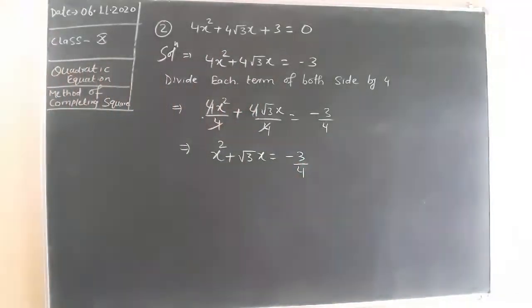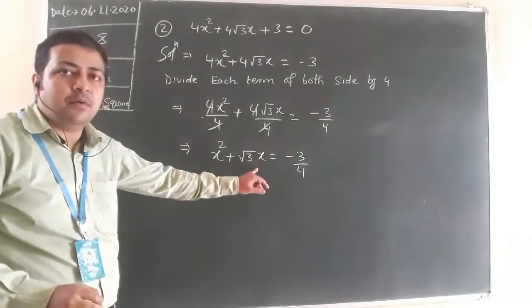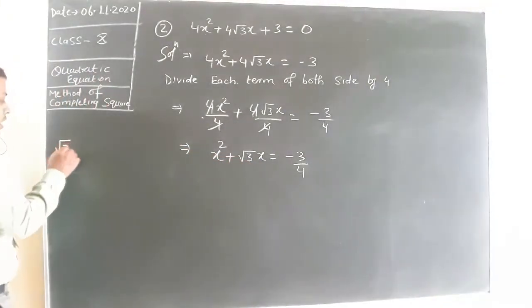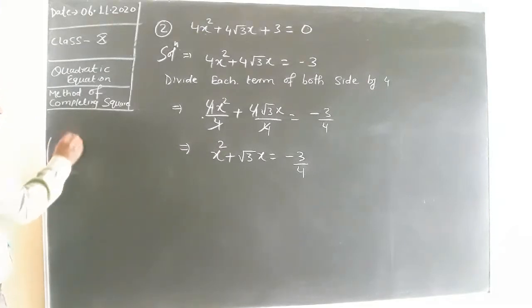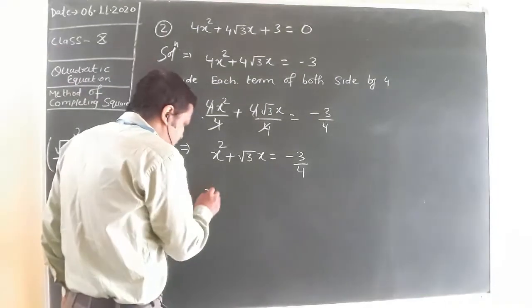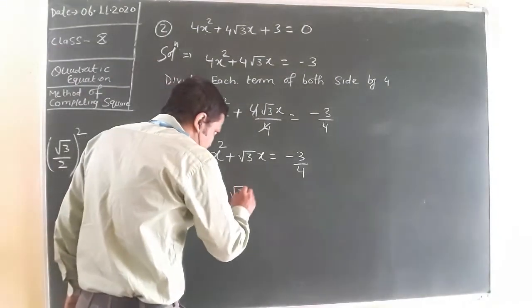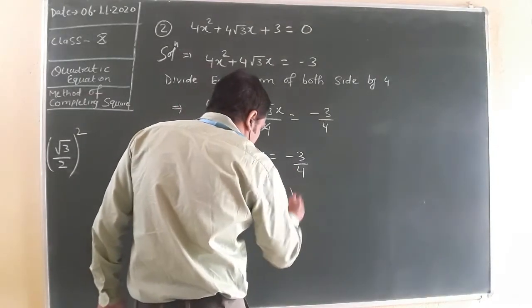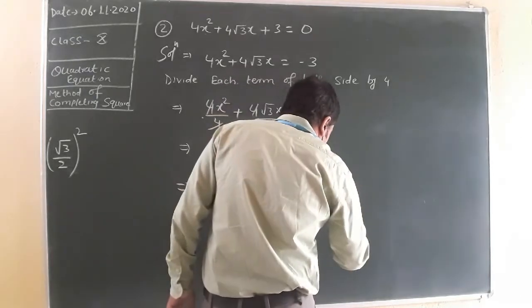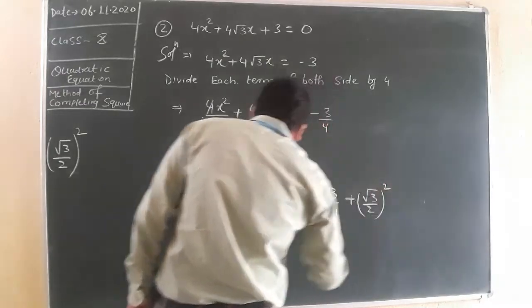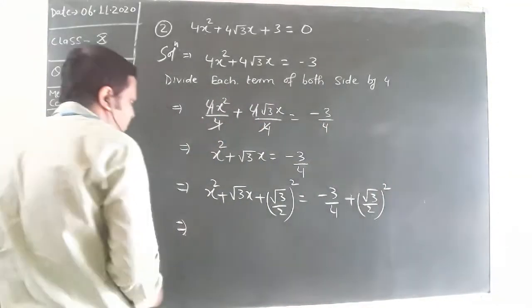Now after this, half of the coefficient: the coefficient of x is root 3, half of root 3 will be root 3 by 2, and the square of this will be added to both sides. So x square plus root 3x plus root 3 by 2 whole square is equal to minus 3 by 4 plus root 3 by 2 whole square. So it will become 0.